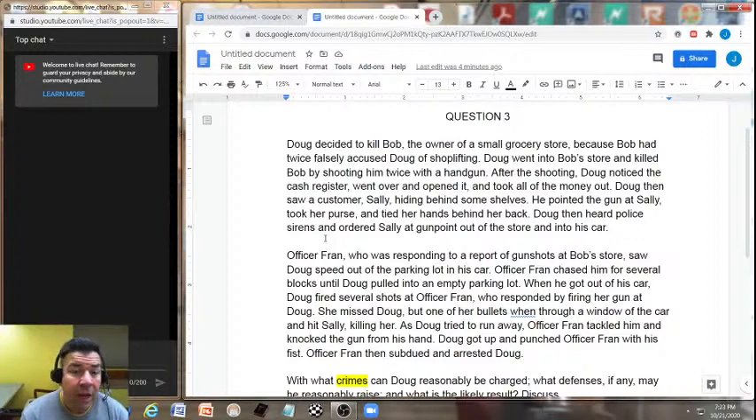Now, at this point, has there been any crime committed? Well, not necessarily. We have what in criminal law is the mens rea, the mental state, but we don't have the accompanying actus reus yet. That should come in our next sentence, I think. Doug went into Bob's store and killed Bob by shooting him twice with a handgun. There we go. Right now, we have two things at least going on. We have Doug going into Bob's store, and we have Doug killing Bob, shooting him twice with a handgun.